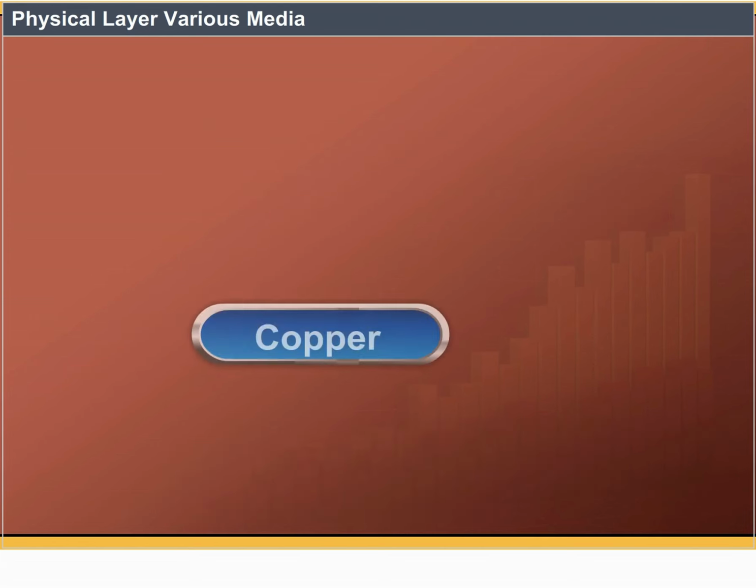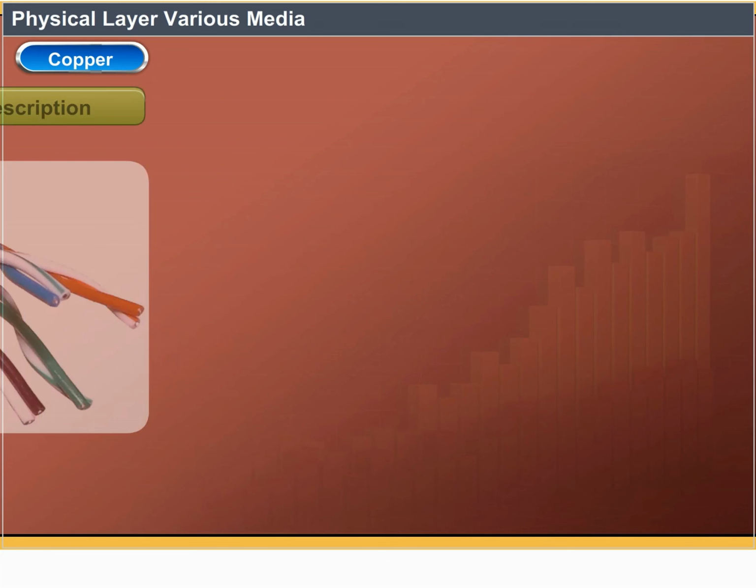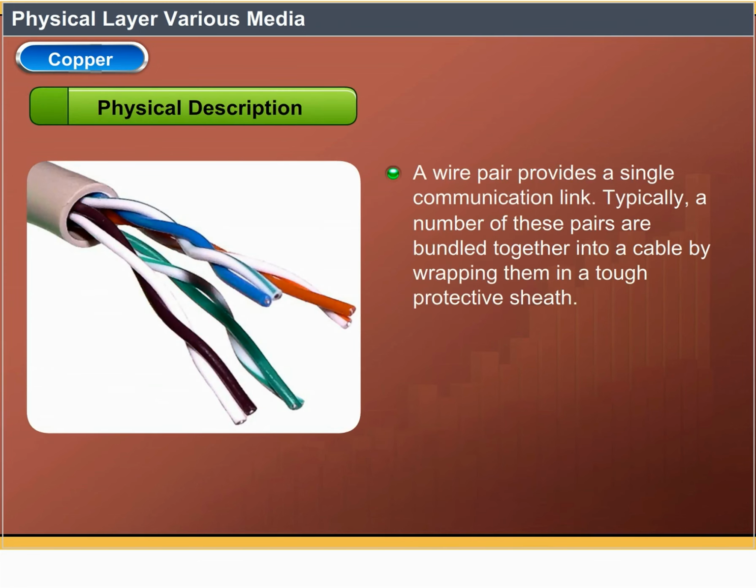Copper. A twisted pair consists of two insulated copper wires arranged in a regular spiral pattern. Twisted pair, the least expensive and most widely used guided transmission medium, is twisted pair. Physical description. A wire pair acts as a single communication link. Typically, a number of these pairs are bundled together into a cable by wrapping them in a tough protective sheath.